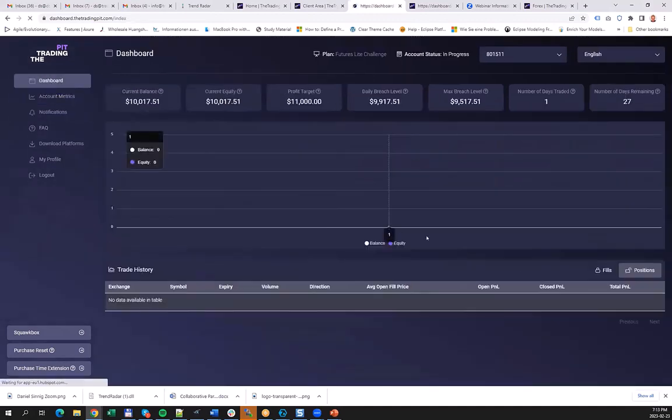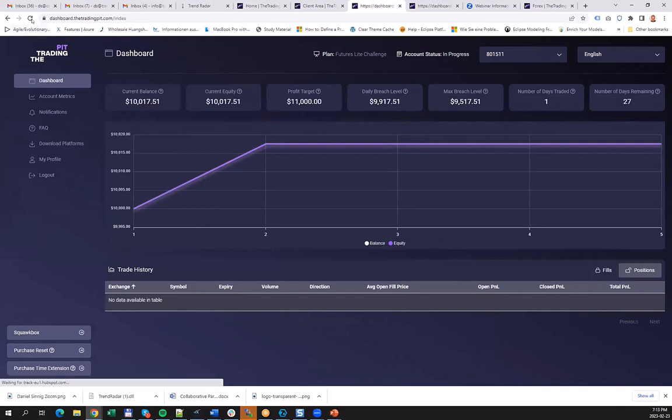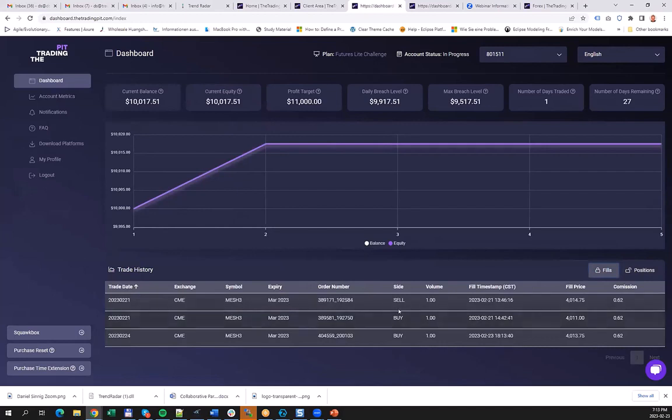I simply go back to the dashboard, and I can now see, as soon as I reload it, what are my open positions. Sometimes it will take a little while. All right. Okay, so this is how it works with the dashboard. You can keep track of all your challenges. Now, this is for the futures challenge.